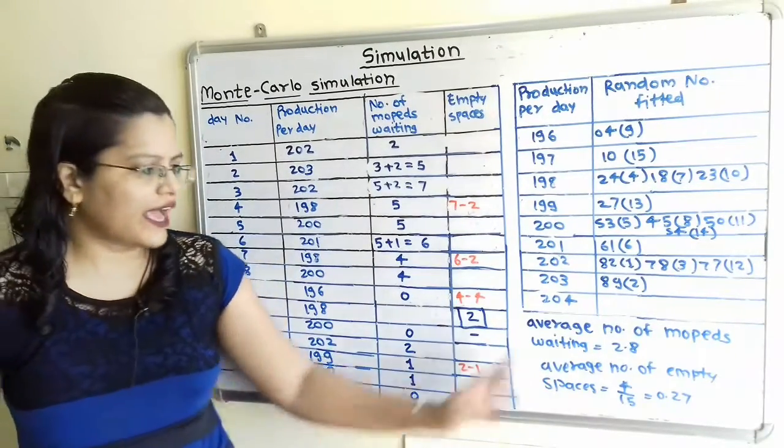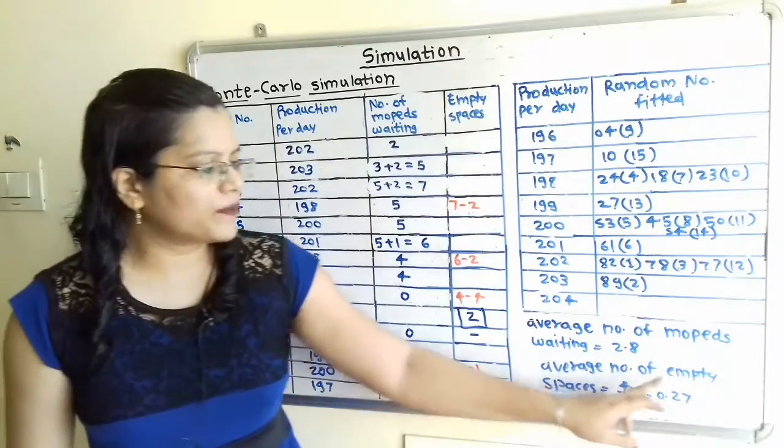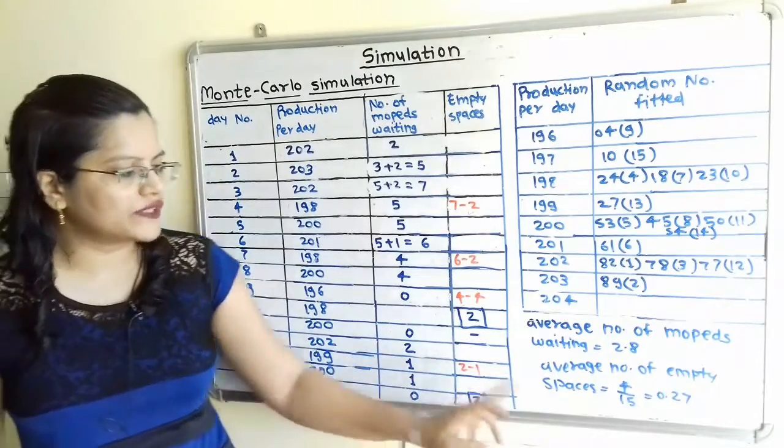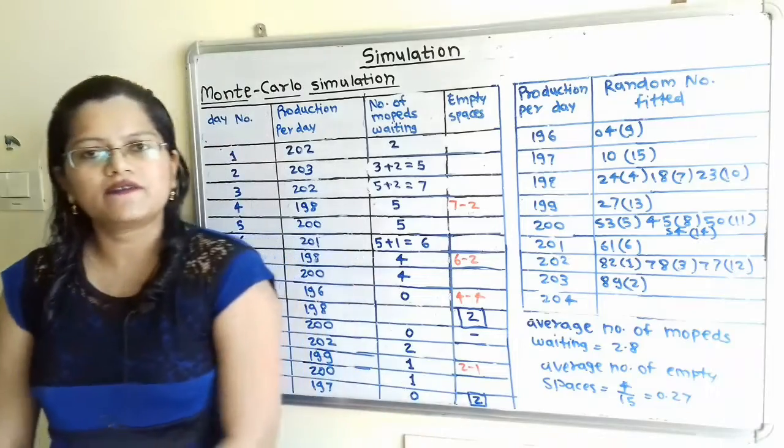After calculation, the average number of mopeds waiting is 2.8, and the average number of empty spaces is 2 plus 2 divided by 15, that is 4 divided by 15, which is equal to 0.27.